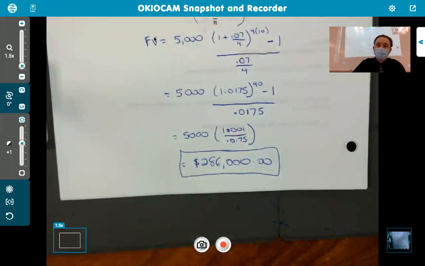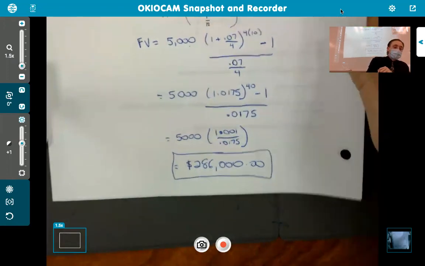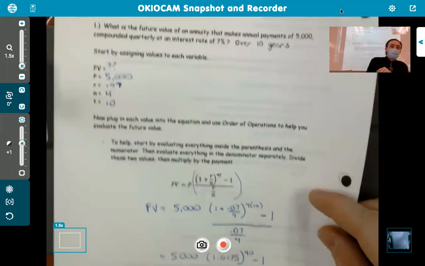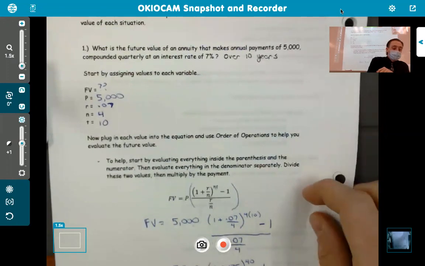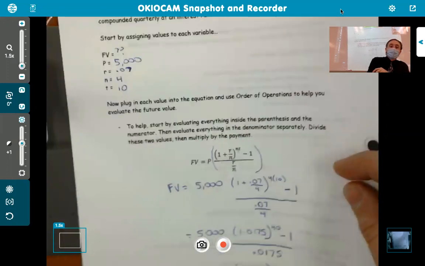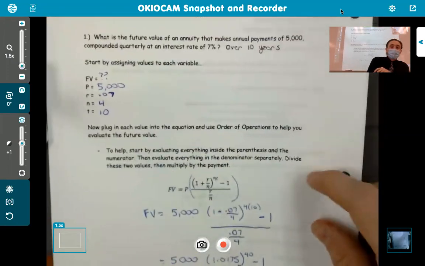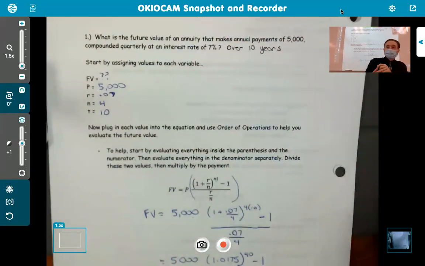$286,000. So 4 times a year, you put in these $5,000 payments. It's compounded over a certain amount of time. This takes place over the course of 10 years, this interest rate, and you get $286,000. Well, here's the reason why we're talking about this. All right. So cool. We just found the number.